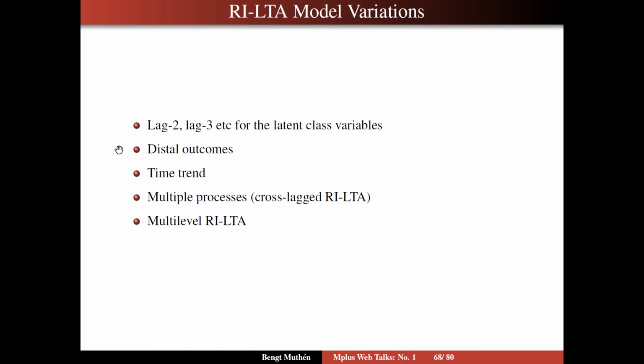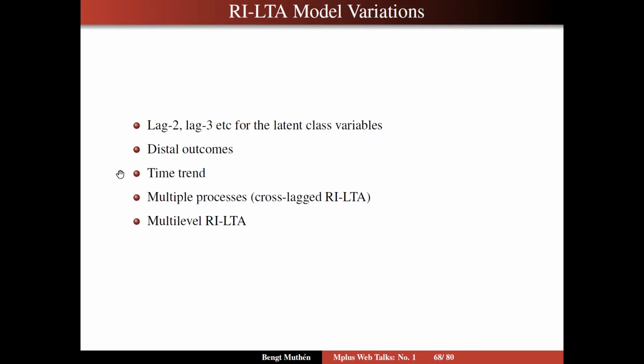You can also add distal outcomes, that is some variable that is somehow predicted by what goes before it in the LTA model, probably mostly in terms of the latent classes and probably mostly in terms of the latent class status at the end of the process.